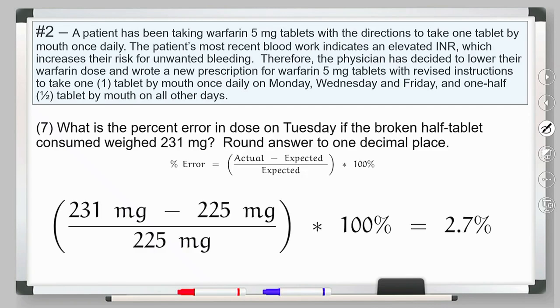So we're going to take our actual, which was the 231 that we measured, and remember we calculated our expected, which was half of that weight, divided by the expected, and we find that by cutting it in half, that was about a 2.7% error over. So the one day they're getting 2.7% more than they should have. The next time they take a half a tablet, they're getting what? Negative 2.7%, because you're a little bit less than that when you split it in half.